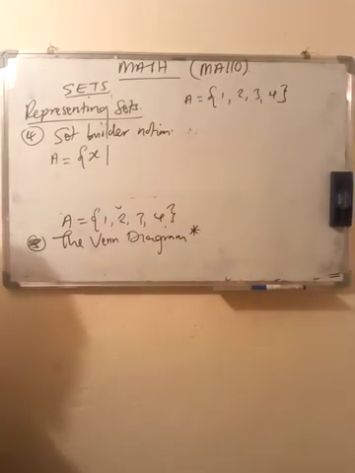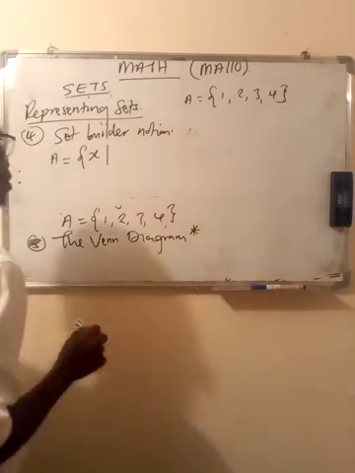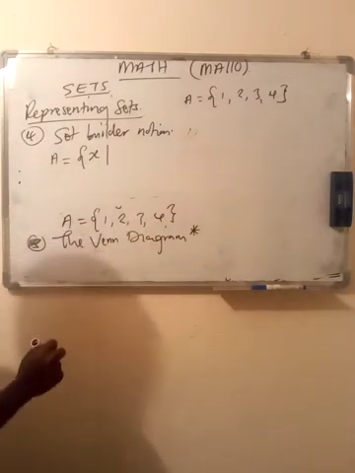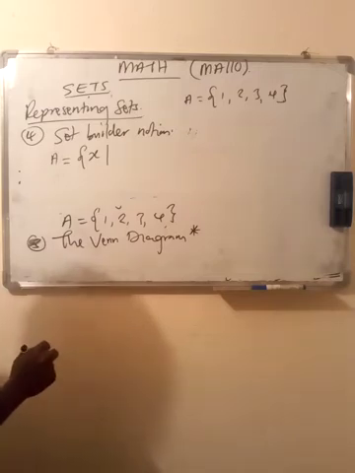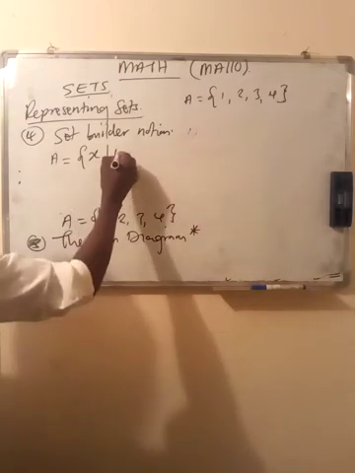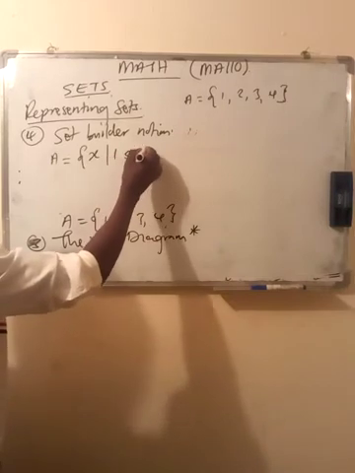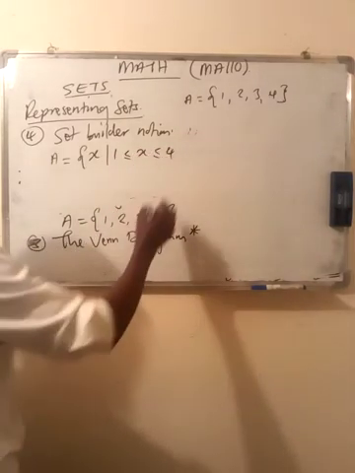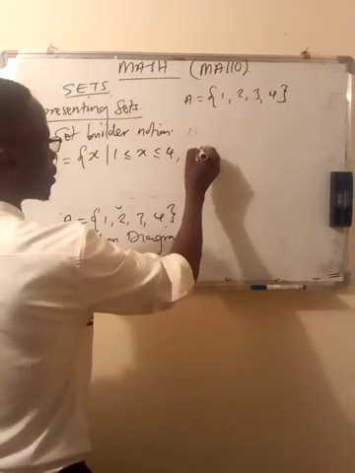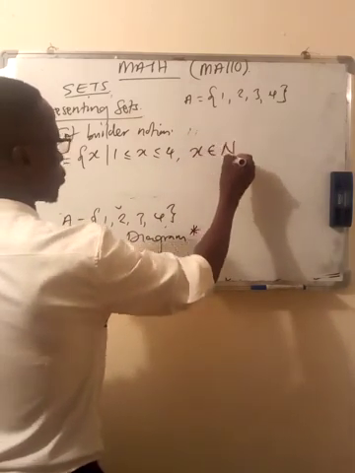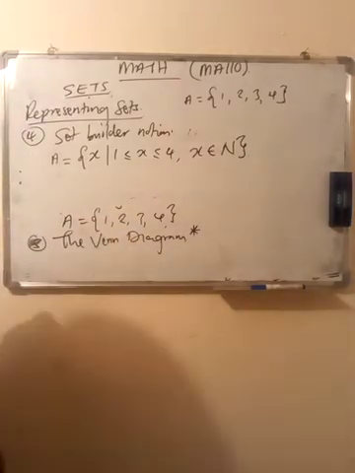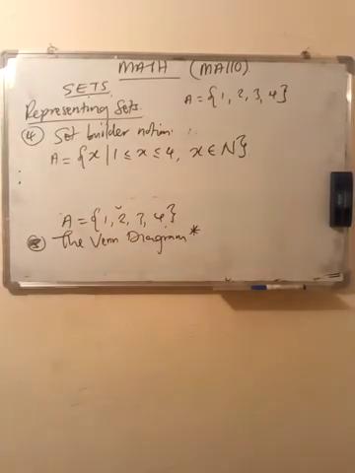X such that 1 is less than or equal to X, which is less than or equal to 4, and this X is a member of what? Natural numbers. So, X such that 1 is less than or equal to X, which is less than or equal to 4, and X is a member of natural numbers.